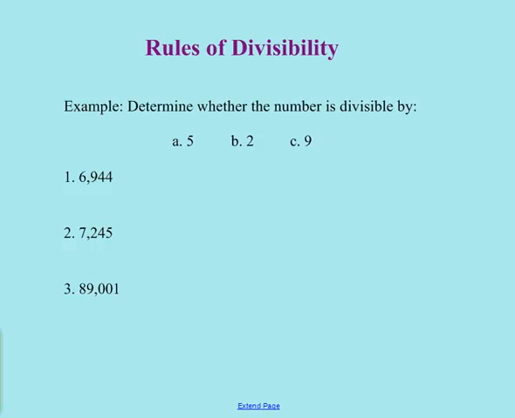How about divisible by 9? Well, we know that we need to add up the digits of the number. 7 plus 2 plus 4 plus 5. 7 and 2 is 9. 9 plus 4 is 13. 13 plus 5 is 18. Is 18 divisible by 9? Yes, it is, because 18 divided by 9 is 2 with no remainder. Since the sum of the digits is divisible by 9, we know that 7,245 is divisible by 9.